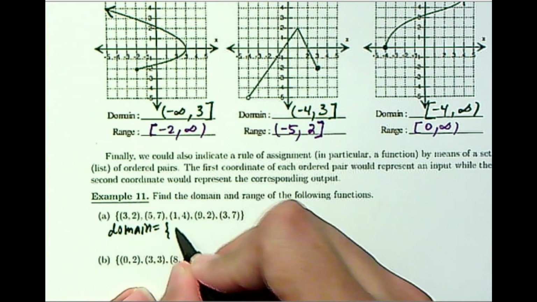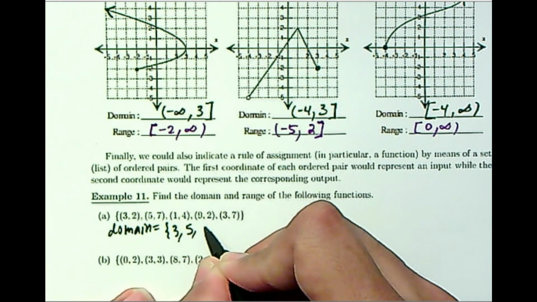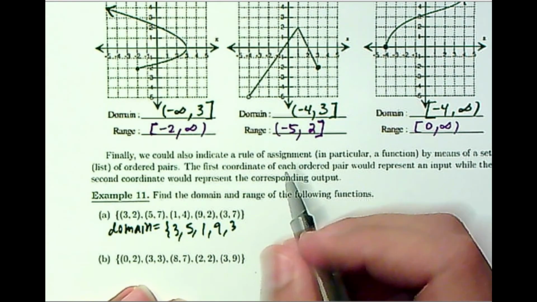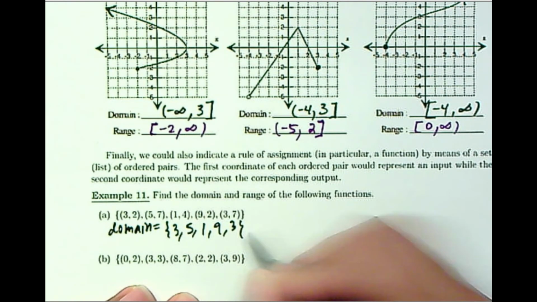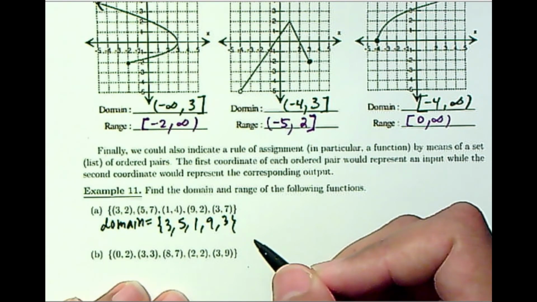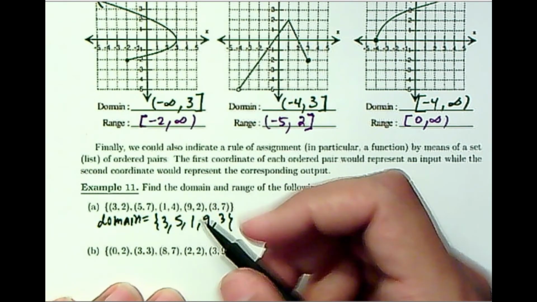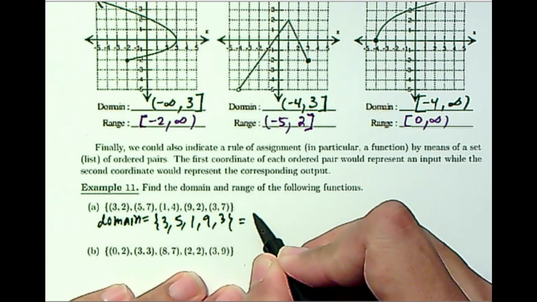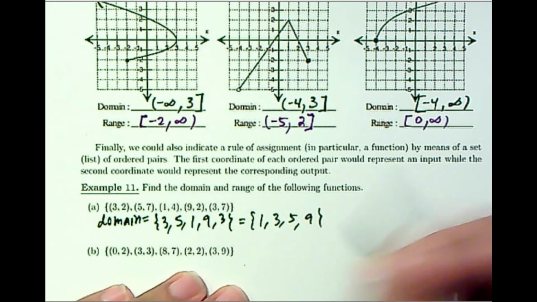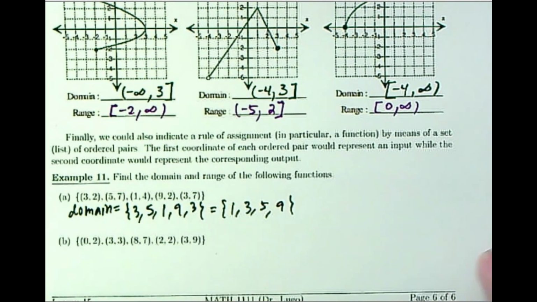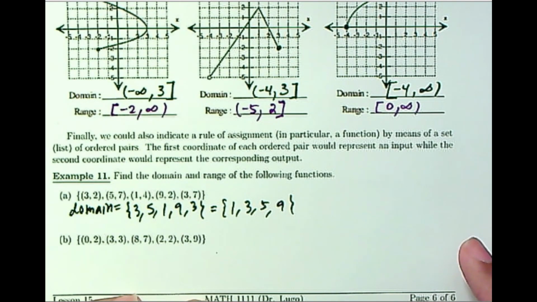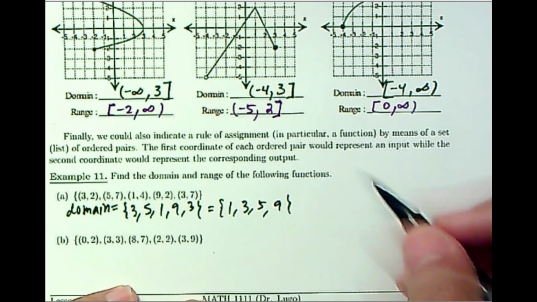The first coordinates are 3, 5, 1, 9, and 3. Now this is a set, so really repetition is not needed. You don't have to write the 3 twice. And also we normally write them in order. So the better answer would be 1, 3, 5, 9. That's better. We don't use repetitions when we write sets. And we normally write numbers in order as usual. So that is the domain.